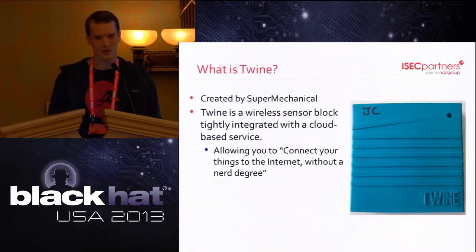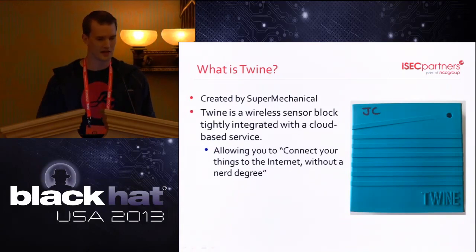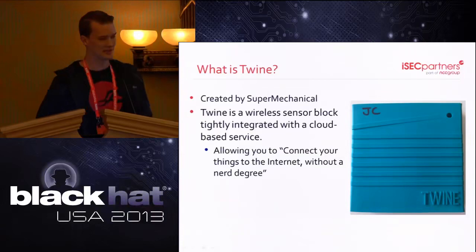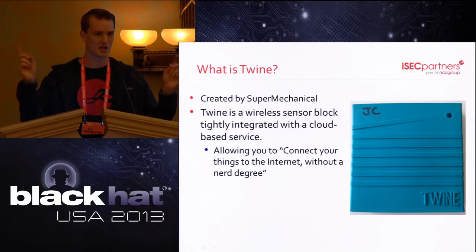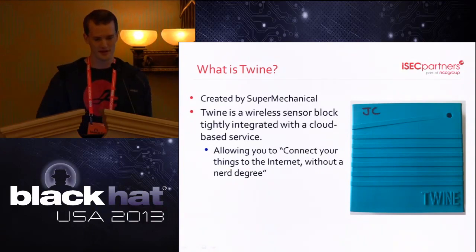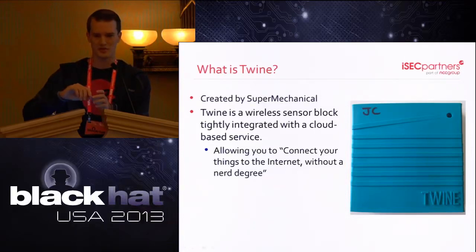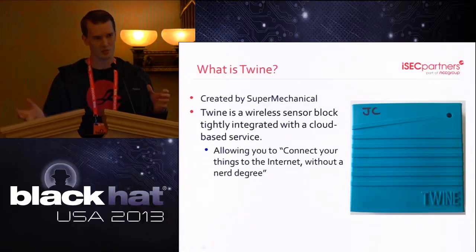So what is Twine? Twine is an embedded system that was created by a startup in Austin called Super Mechanical. Essentially their marketing material suggests that it allows you to connect your things to the internet, without a nerd degree, which I think is kind of cute. But at any rate, what it allows you to do is detect changes in your environment, wherever Twine is, and then communicate these changes to you. As a use case example, let's say your basement was prone to flooding. You may connect a moisture sensor to your Twine, and then once that's connected, when it detects wetness or moisture, it'll communicate that to you.